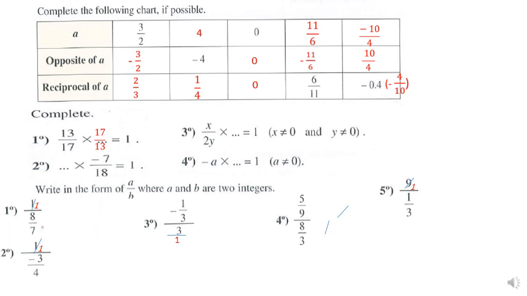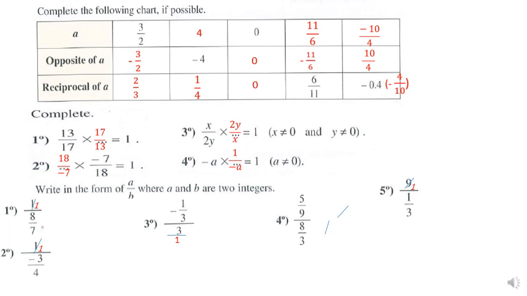Sorry, 17 over 13. Try to guess the second one. What's the number? What's the fraction? You multiply it by minus 7 over 18 to get 1. It's 18 over minus 7. So you just do the reciprocal for all of them. For number 3 also 2y over x. And for number 4 it's the reciprocal of a, which is 1 over minus a.